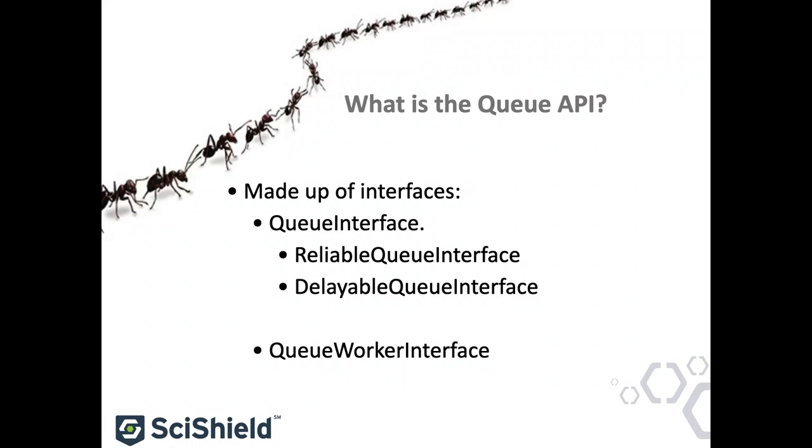What is the queue API? The queue API is some classes that are supported by interfaces. We've got a couple of main interfaces: the base queue interface, and then two types of that, the reliable queue interface and the delayable queue interface. The reliable queue interface simply extends the queue interface and doesn't provide any fancy methods. But the delayable one allows queued items to be released on a delay, and it gives one extra method called delayItem. The Drupal core database queue actually implements both of those interfaces. And then you've got the queue worker interface, and your queue workers are always going to implement the queue worker interface. We'll talk about what that all means in a minute.